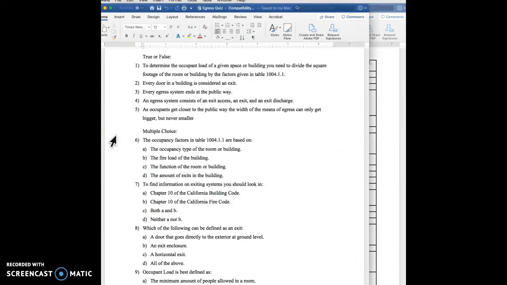Number 2, every door in a building is considered an exit. Now we're going to talk about the definition of exit in a minute. So I'm just going to tell you that that is false. And the reason is that some doors just lead from one part of an office to another part of an office. Picture like a chief executive officer or something like that. They go out of their office into their administrative assistant's office, and they've gone from one room to another room, not into an exit enclosure or to outside. So it was just a door.